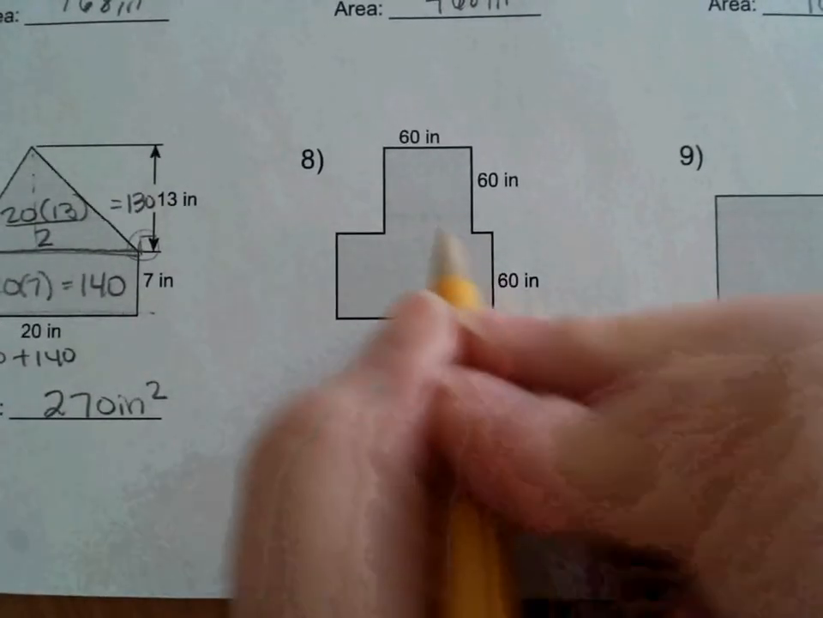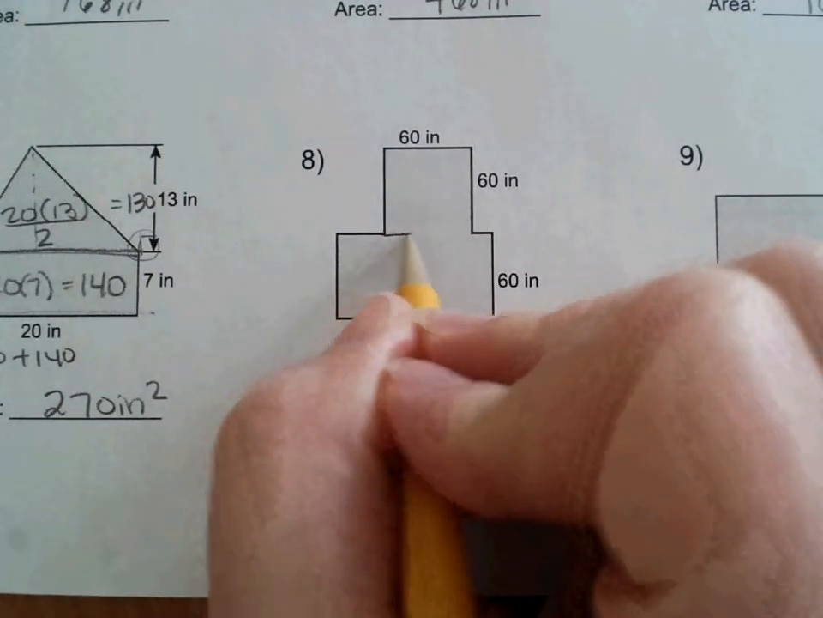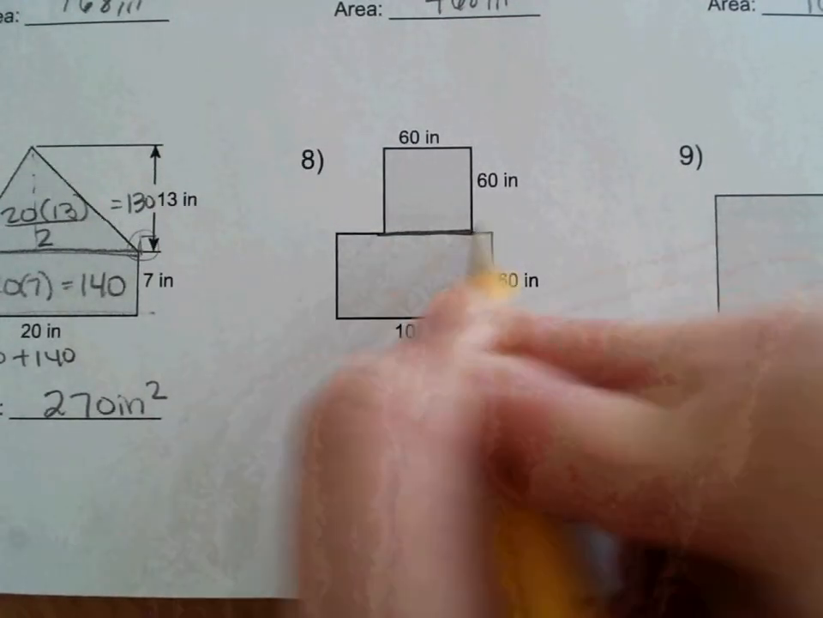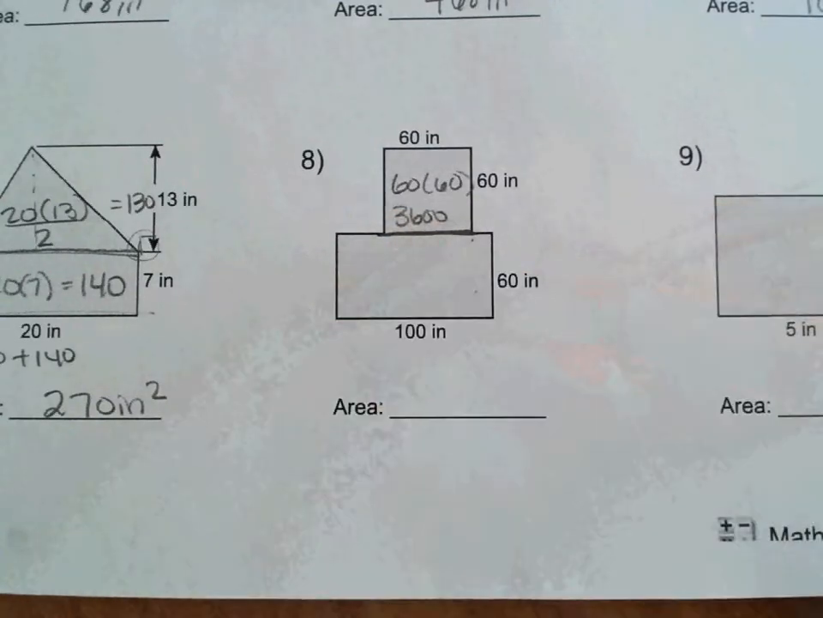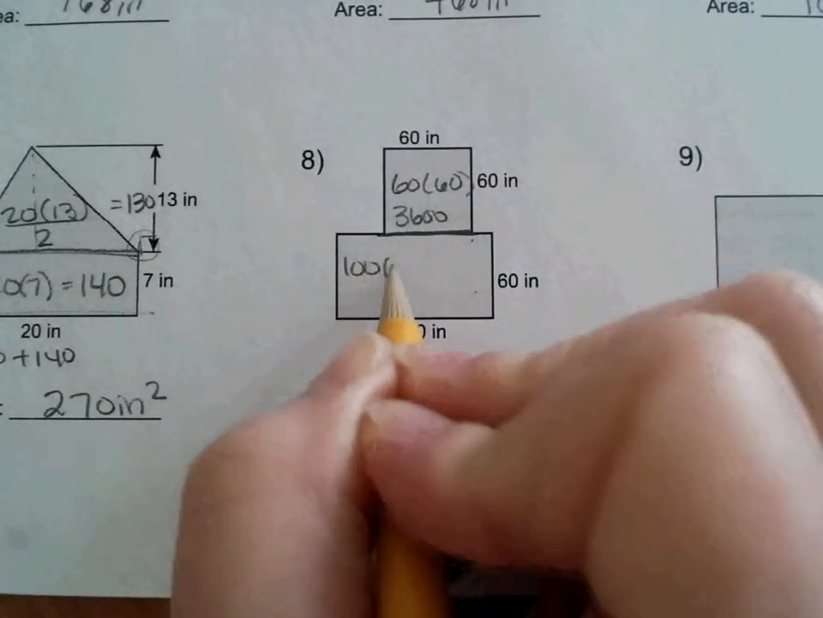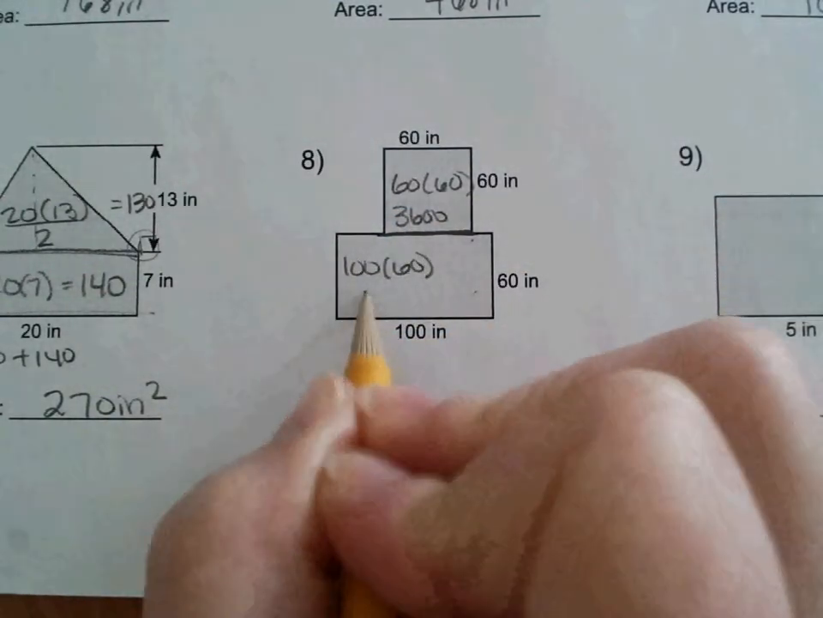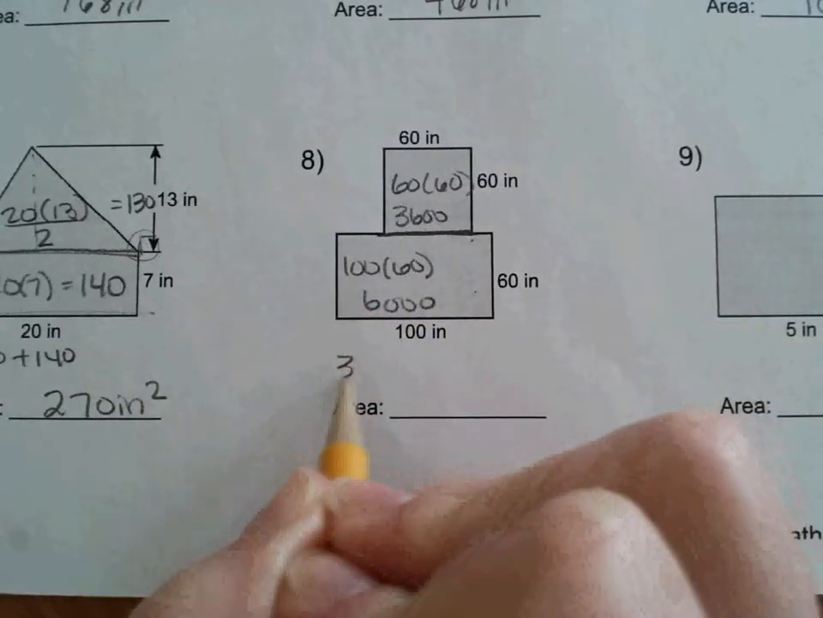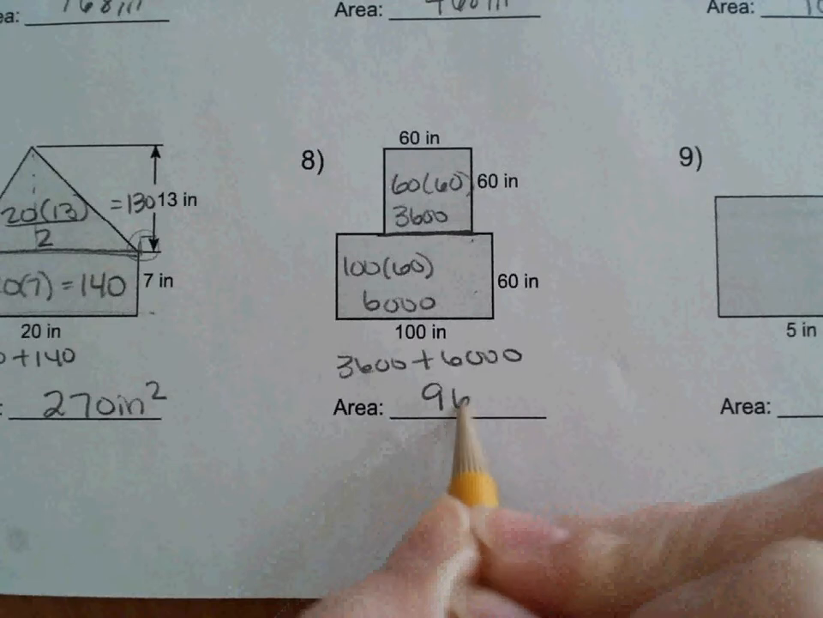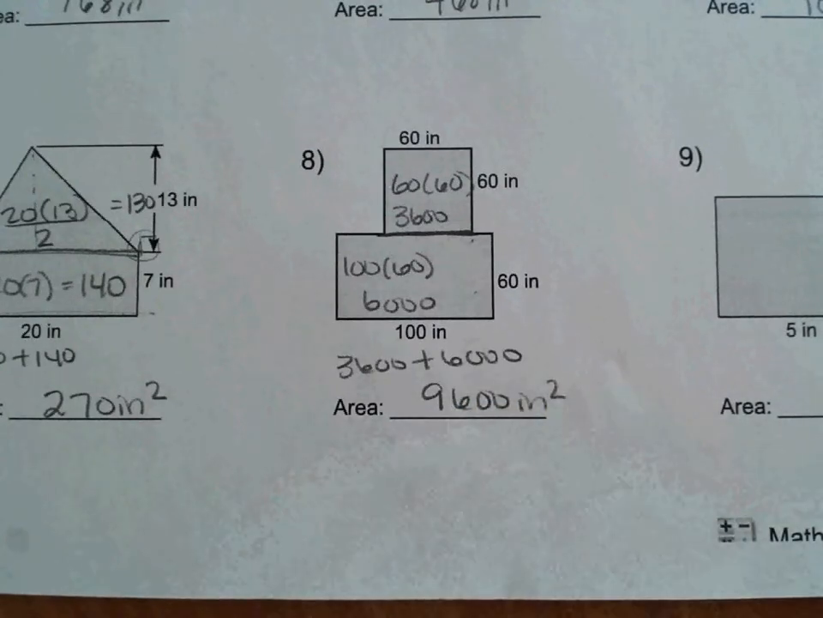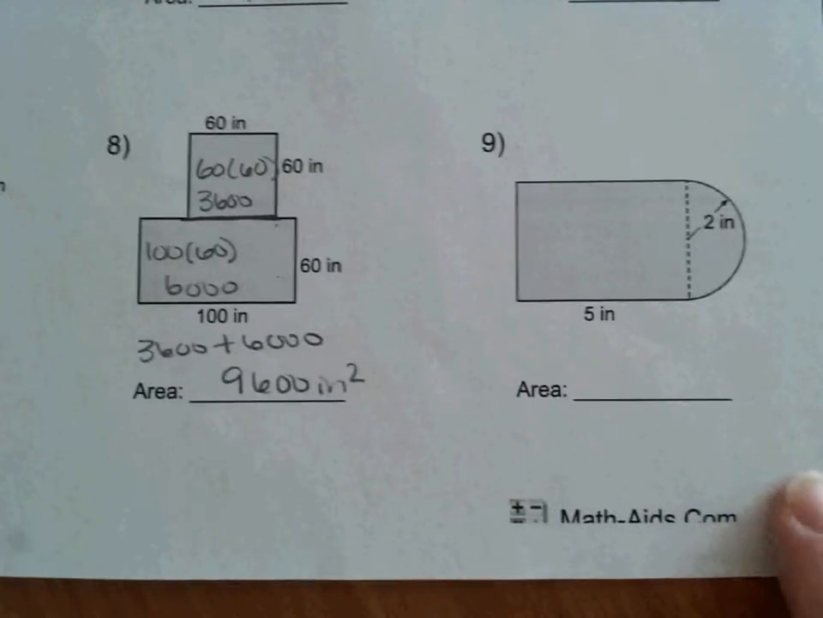Look at number 8. Once again, I have a rectangle and a square. By breaking it up here, 60 times 60 gives me 3,600. 100 times 60 gives me 6,000. When I add those together, I'm left with 9,600 inches squared.